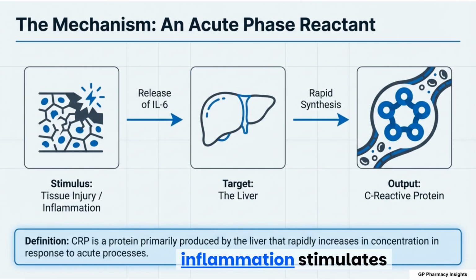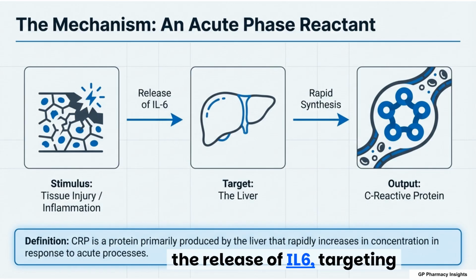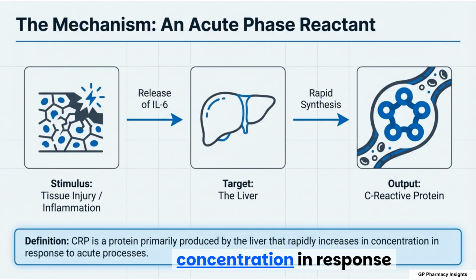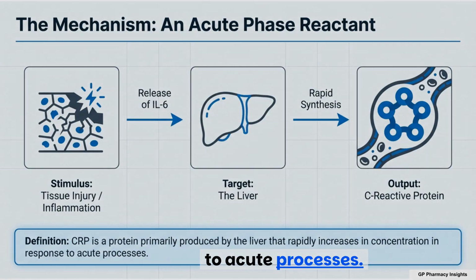Tissue injury or inflammation stimulates the release of IL-6, targeting the liver. This results in the rapid synthesis of C-reactive protein, which increases in concentration in response to acute processes.